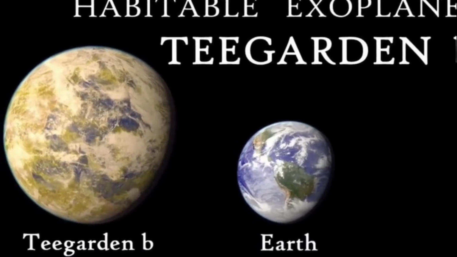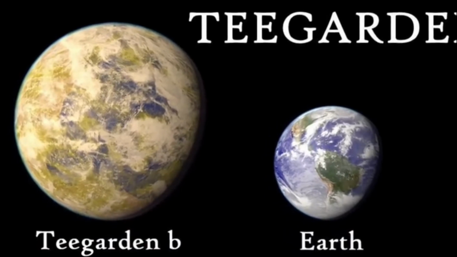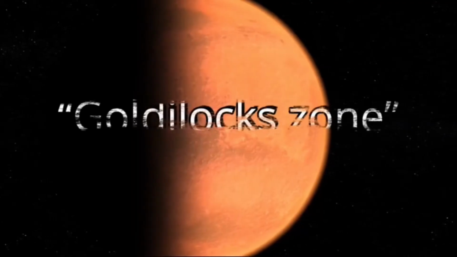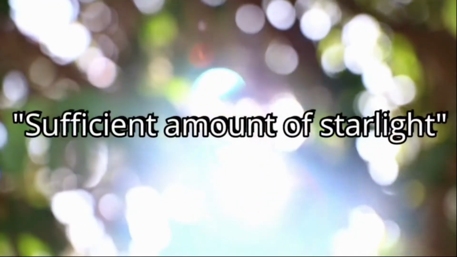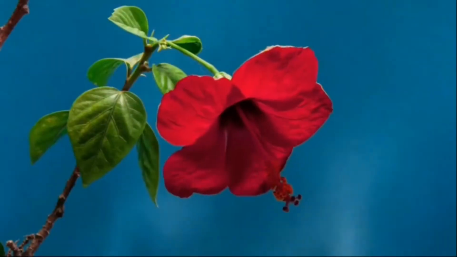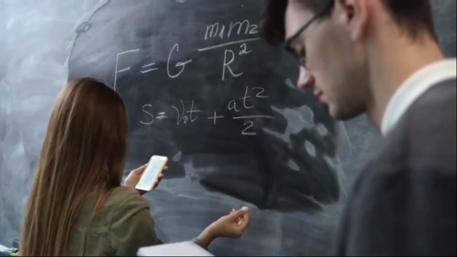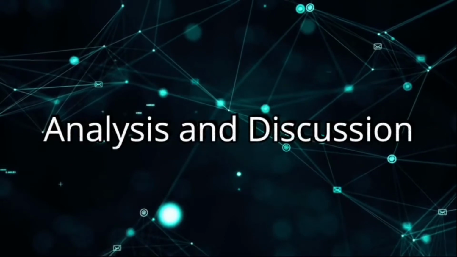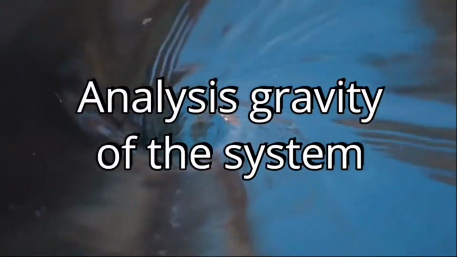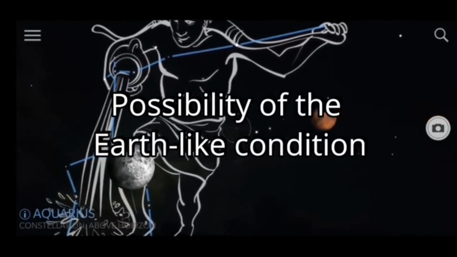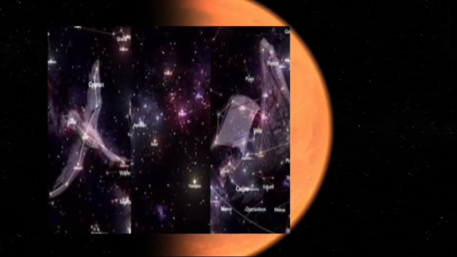Our aim is to study the habitable zone, conceptually known as the Goldilocks zone, which is the place where the amount of starlight is sufficient to grow and sustain life. With the aid of physics-related concepts, we will explore the factors to consider for a habitable zone. In this video, there will be an explanation of the measurement and results, and also the analysis and discussion. You will learn the analysis of the gravity of the system and the possibility of Earth-like conditions, with the aid of some graphics and apps on a mobile phone as a demo kit.